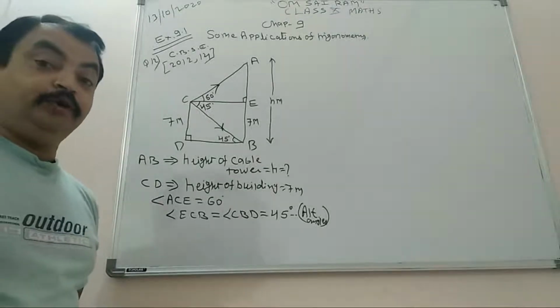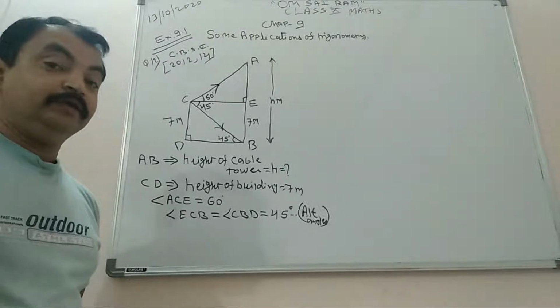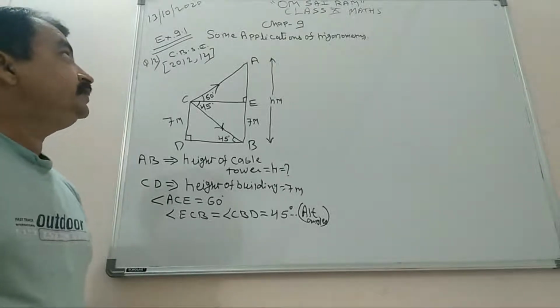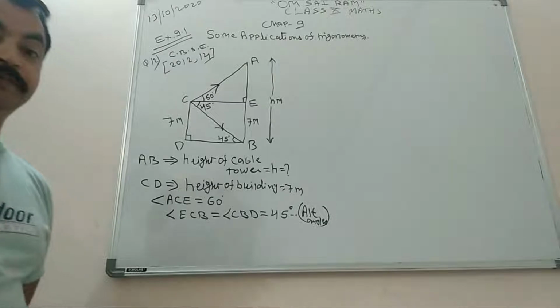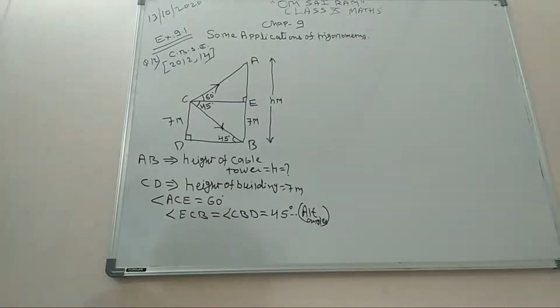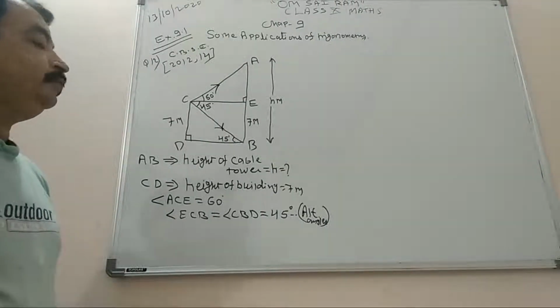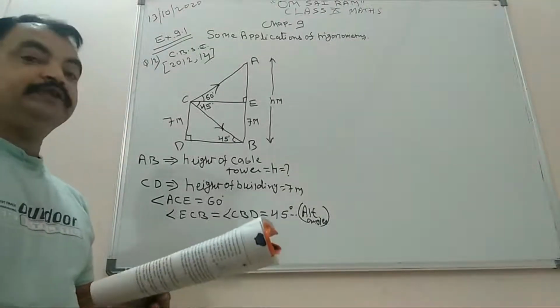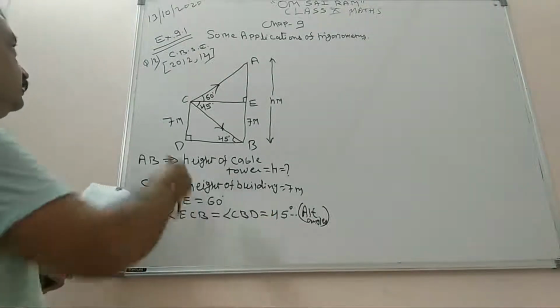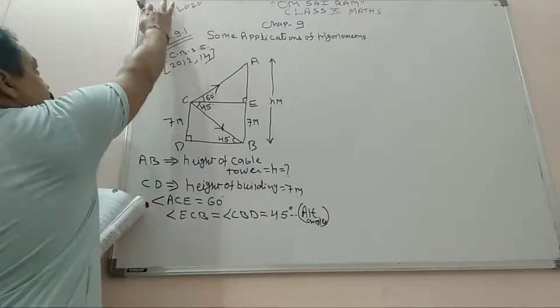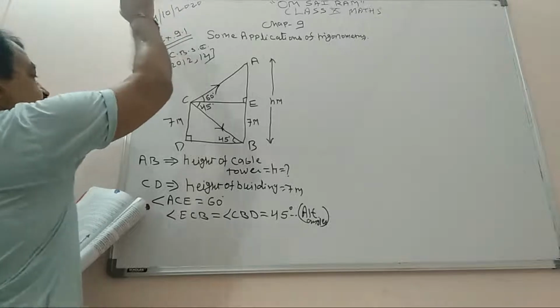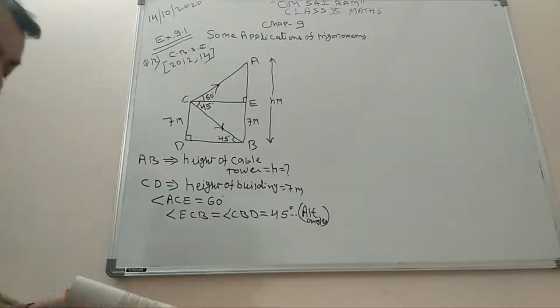Same exercise, that is exercise 9.1, of course, which is based on the application of trigonometry, right? Now you see question number 12 of exercise 9.1. What does the question say? First I explain the question according to our NCERT textbook. I'll read the question for you, children.